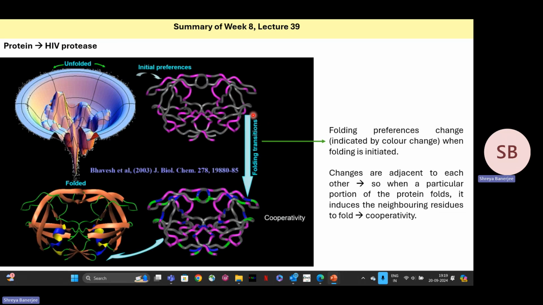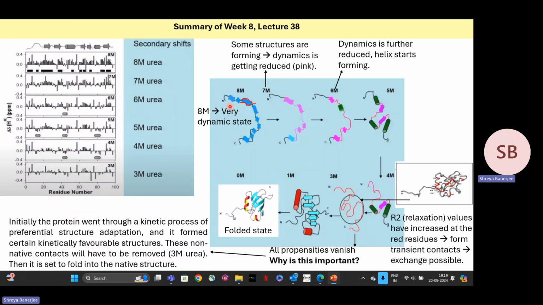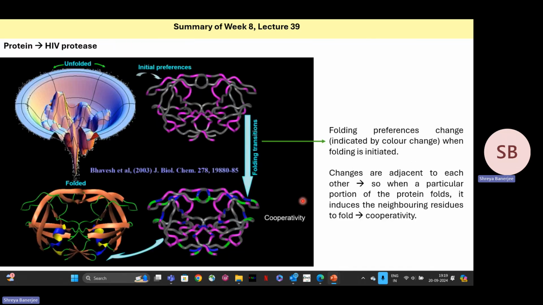As you are initiating the folding by reducing the urea concentration, the folding preference is changing. Here also you can see, as the folding is initiated by reducing the urea concentration, the preferences are changing. From all beta sheet, it is going to 1 helix beta sheet, 3 helix, then beta sheet. So the folding propensities are changing. And basically, whenever this is changing, the portion of the protein adjacent to it is also changing.